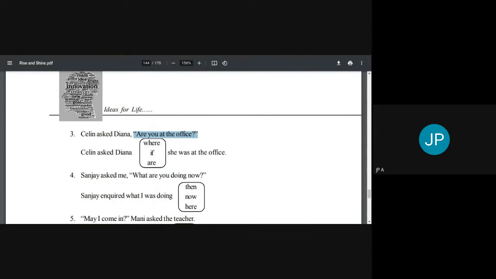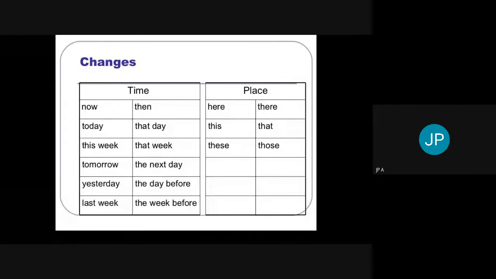office remains the same. So we also discussed that there are some other changes that happen. Here you see Sanjay asked me, what are you doing now? So these words also change. Now becomes then. What are those changes? Yes, Shima. So let us understand what are those changes.